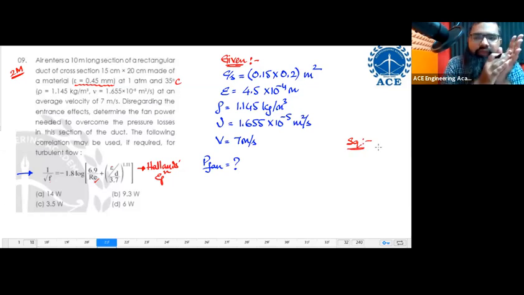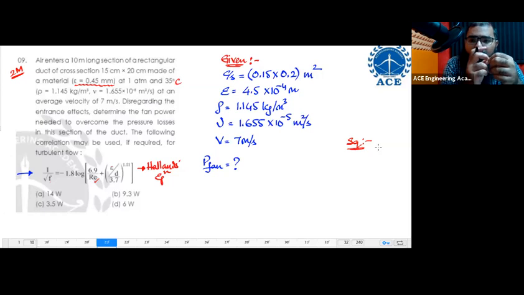First of all, why is a fan used over here? See, fan or pump are used for overcoming losses. Whenever losses are going to be there, if you want to overcome losses, you are supposed to use a fan or a pump. A pump is used whenever you have liquids. A fan or a blower is used whenever you have gases. For gases, you don't require pumps. Fans are sometimes sufficient. So this fan power is basically whatever is the power loss.